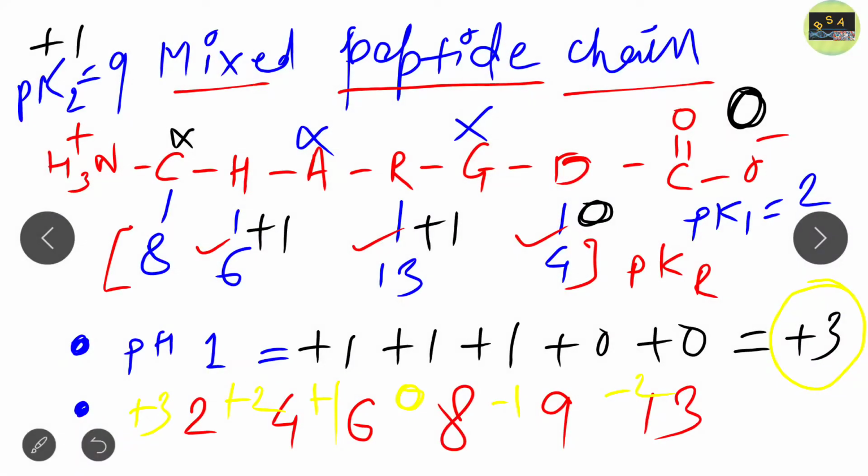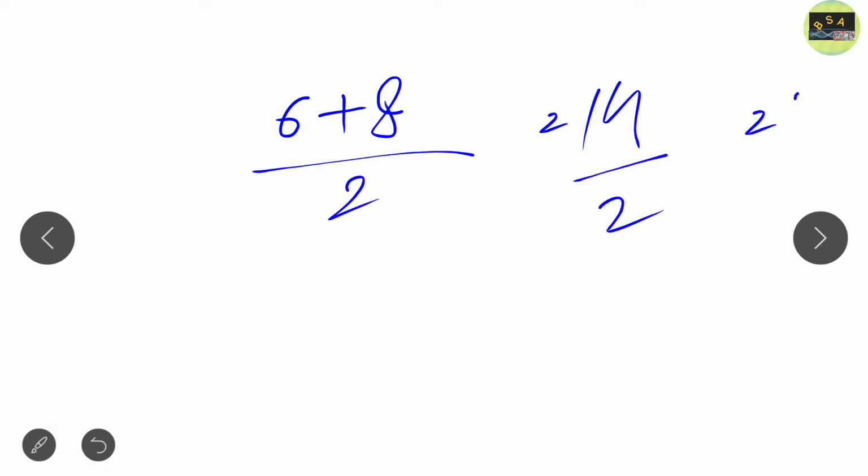So now here you can easily visualize that in between pH 6 and 8, 0 charge is there. It means this is the pI of this mixed peptide chain. That is 6 plus 8 divided by 2, that is 14 divided by 2, that is 7. So students, I hope that you understand this concept. If you do not understand, then please repeat the lecture, take a screenshot, note it down in your copy, then try to understand. You will definitely get my point.